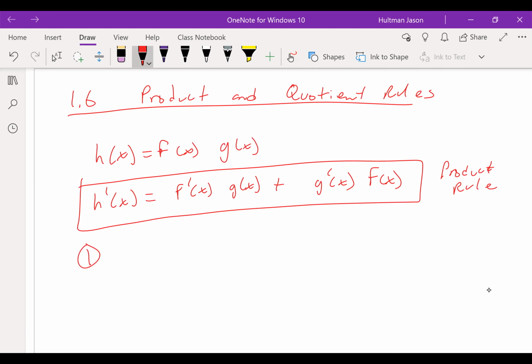Find the derivative h prime of x if h of x is equal to x to the fourth minus 2x cubed minus 7, times 3x squared minus 5x.